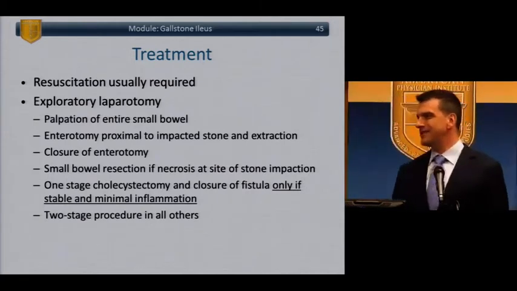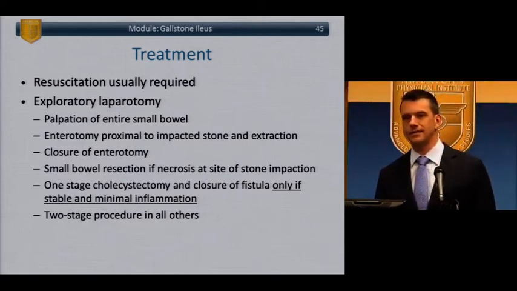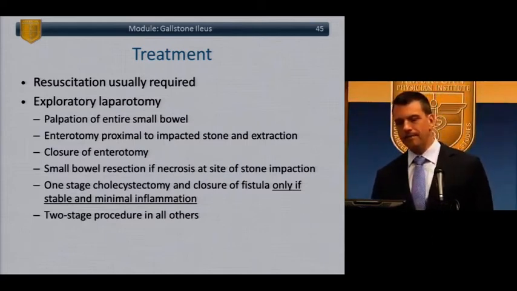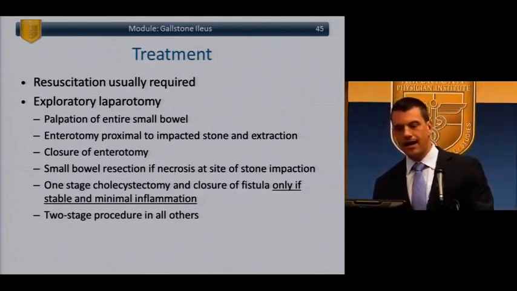For these patients, resuscitation is usually required. These patients are usually pretty sick at the time of presentation by the time this has happened. At laparotomy, we palpate the entire small bowel. There may be more than one stone than the one that's causing the trouble. An enterotomy is made proximal to the impacted stone, and then it's extracted in a retrograde fashion.